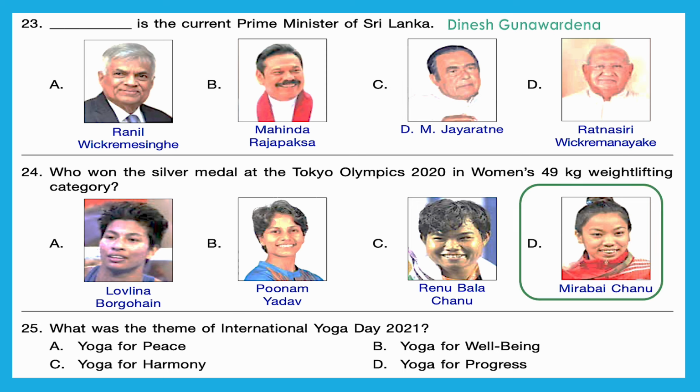Question 25. What was the theme of International Yoga Day 2021? And for 2021, it was Yoga for Well-being, option B. But if the question comes International Yoga Day 2024, then the theme is Yoga for Women Empowerment.